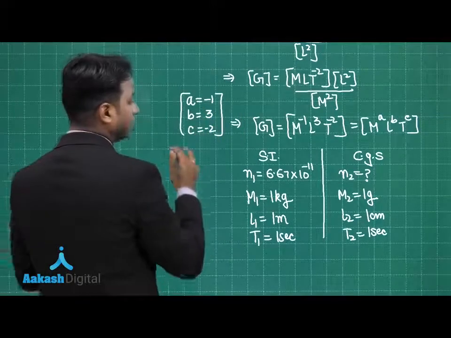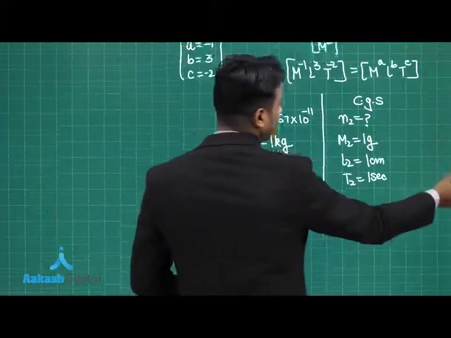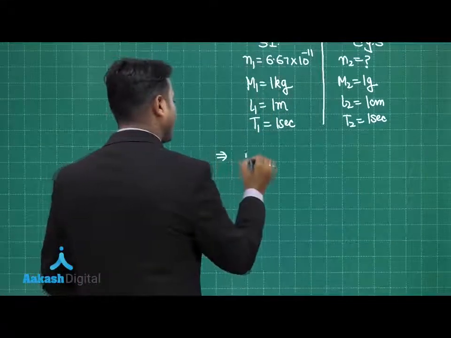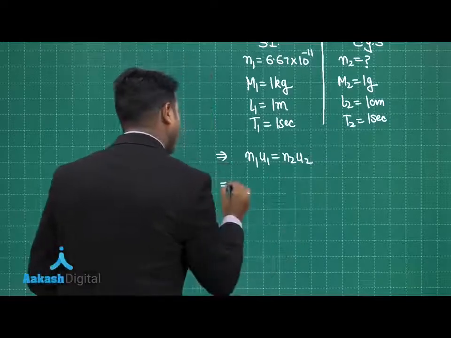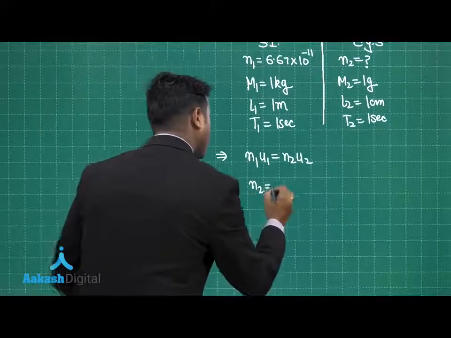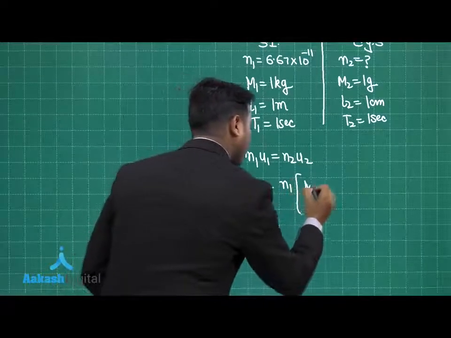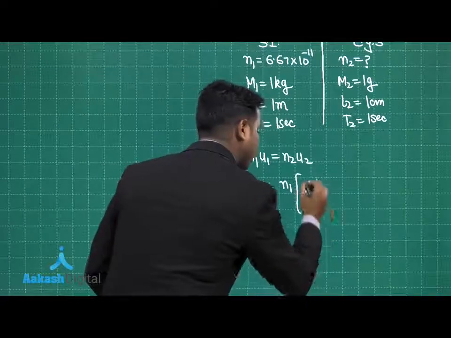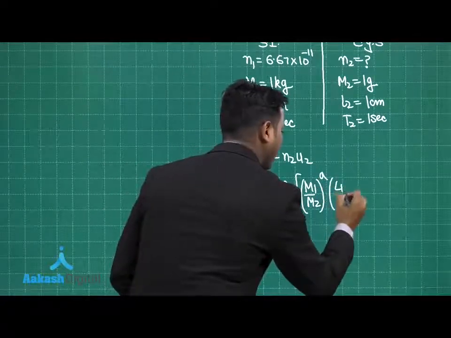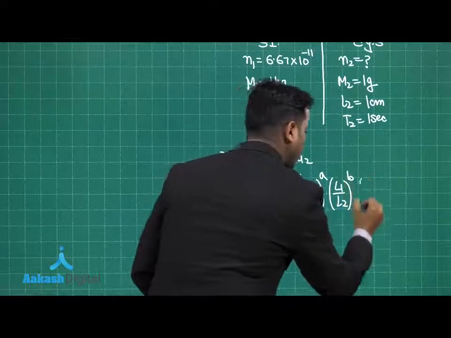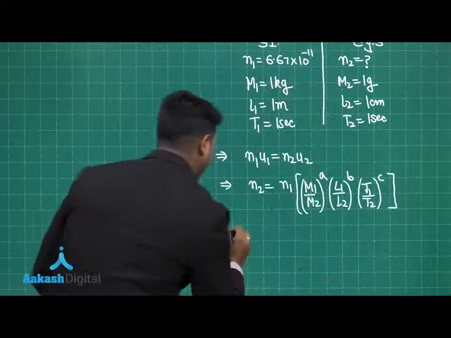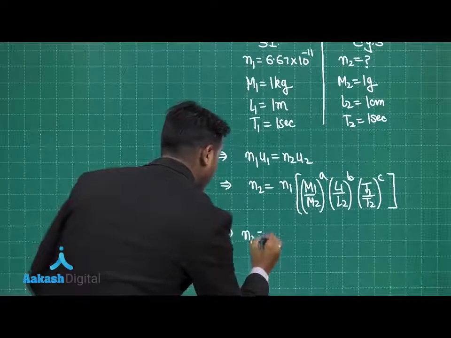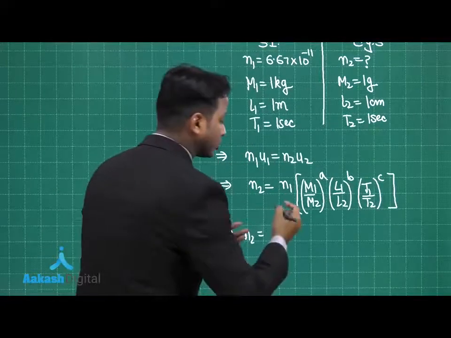So let's try to use these values in the formula that we have. We can write down that N1 U1 is simply N2 U2. From here, the N2 value is simply N1 times (M1 by M2) to the power A, then (L1 by L2) to the power B, and (T1 by T2) to the power C. Now in this system I need to find N2. N1 value I will substitute later on.